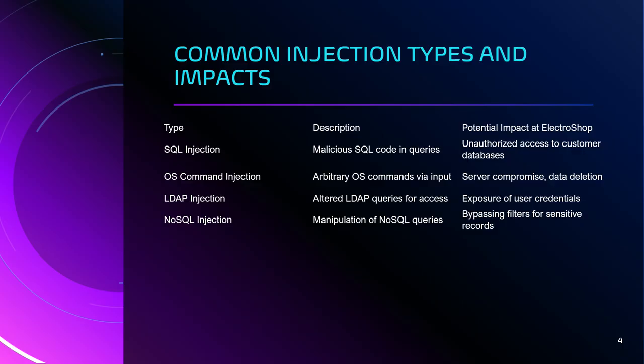All right, we're going to hit some common injection types and their impacts. So here we're going to look at the most common injection types and their potential fallout for our ElectroShop. As you see in the table, SQL injection involves slipping malicious SQL code into queries, which could give attackers unauthorized access to our entire customer database. Think dumping emails, addresses, and hashed passwords.